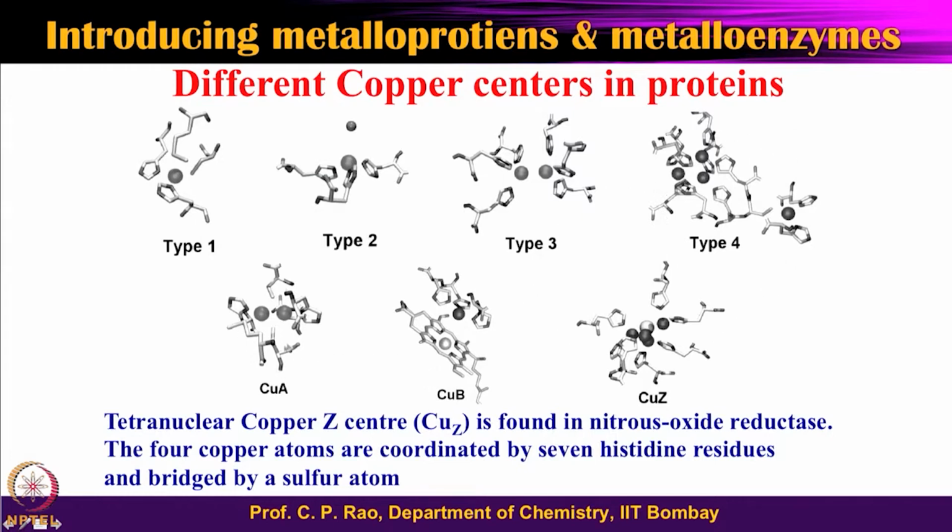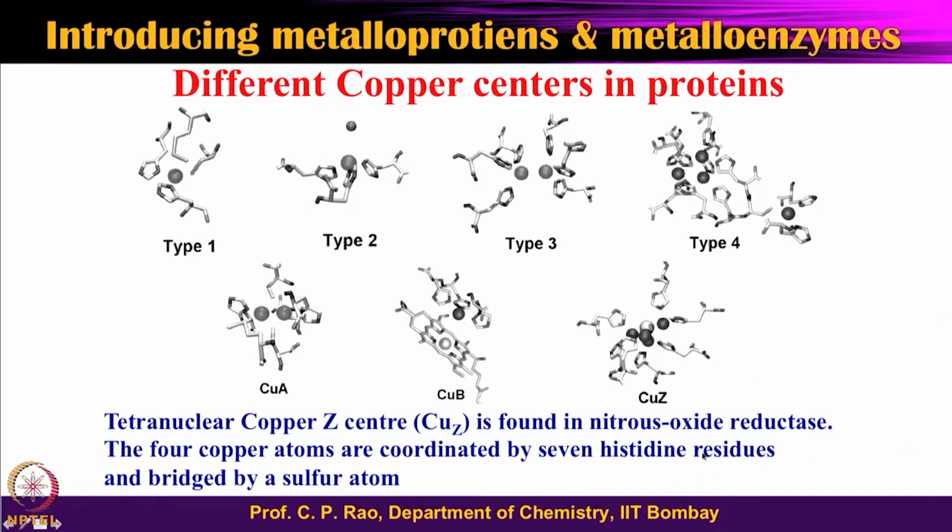Now, the other thing, just lately we have looked at the copper A center and copper B center, both of which are present in cytochrome C oxidase, and the copper Z center, where 4 copper centers are there. This tetranuclear copper Z center is found in nitrous oxide reductase, and the 4 copper atoms are coordinated by 7 histidines and bridged by a sulfur atom. You can see the sulfur atom here, and these are the 4 coppers here, and histidines are bound to them.